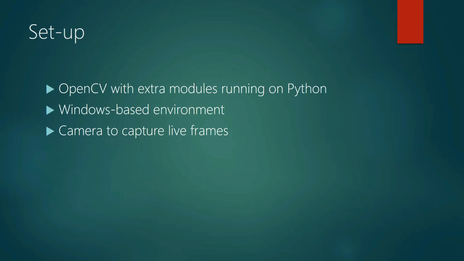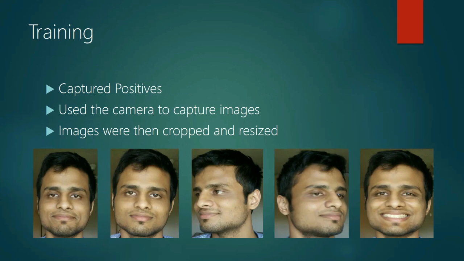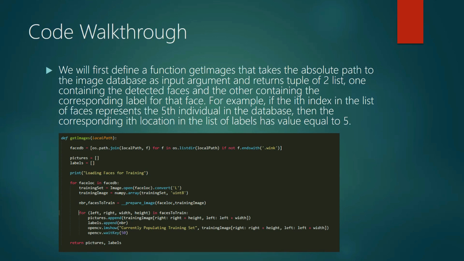The implementation is done using OpenCV with extra modules installed on Python in a Windows-based environment. A webcam is also used to capture live frames. What we use for training in the form of a database of negatives is the AT&T Laboratories database of faces, also known as the ORL database. For the database of positives, we captured images using a camera. These images were then cropped and resized and fed into the training set.